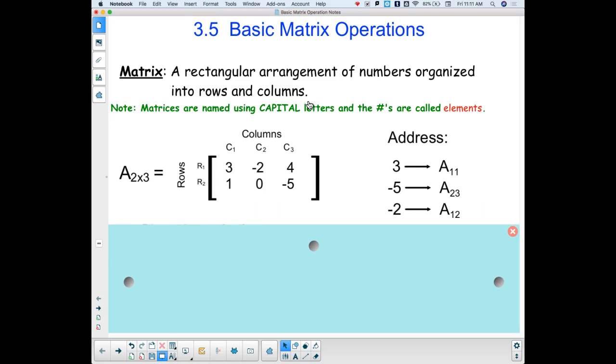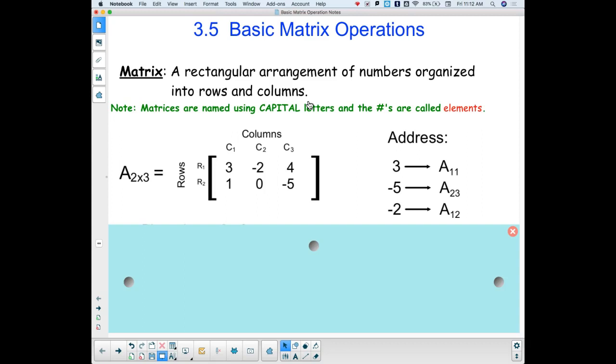This is an example of a matrix. This particular matrix has 2 rows and 3 columns, which means it has 6 elements. Each row and column intersection has to be filled by an element. You can't have a gap in a matrix. Each element will be filled with a number.